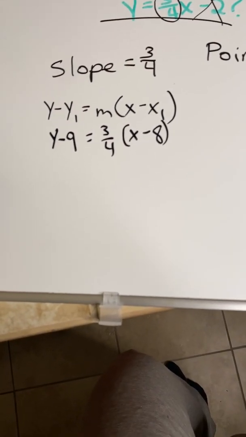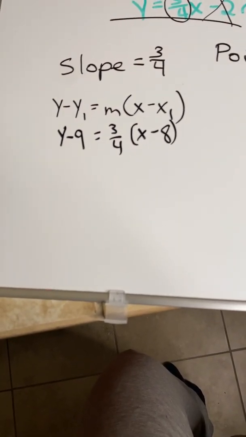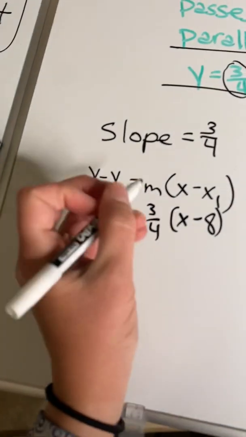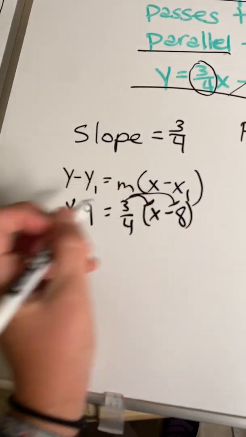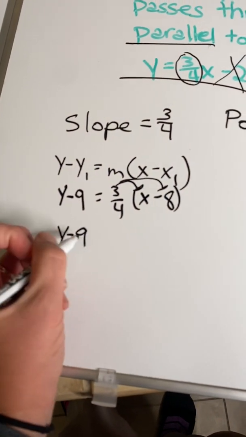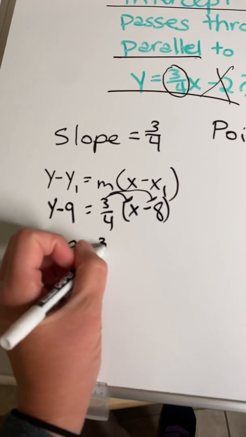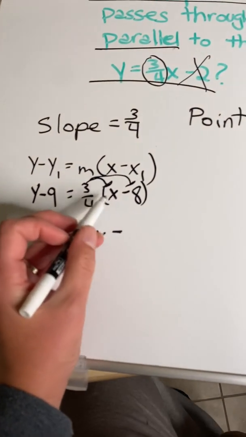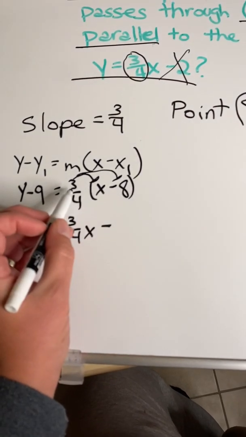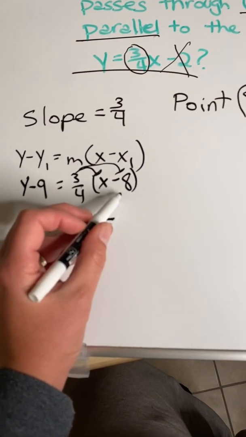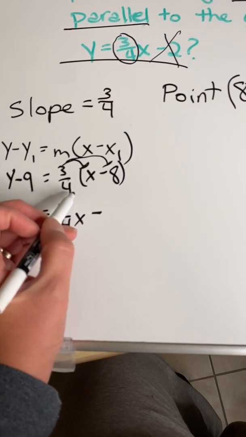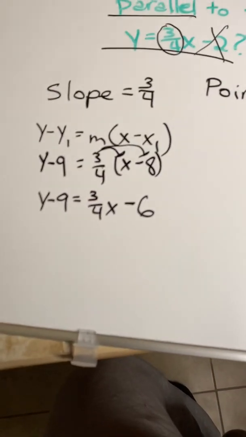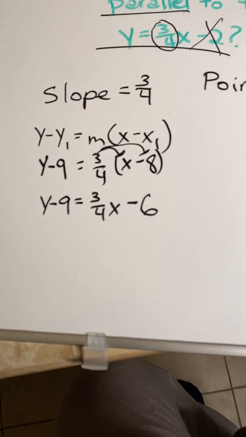But we need to put our final answer in slope-intercept form, so we need to finish solving this equation and get y by itself. So we're going to distribute the 3/4. So y minus 9 equals 3/4 x minus, remember when you multiply fractions, you go straight across, so 3 times 8 is 24 over 4, 24 over 4 is 6, so 3/4 of 8 is 6. Y minus 9 equals 3/4 x minus 6.